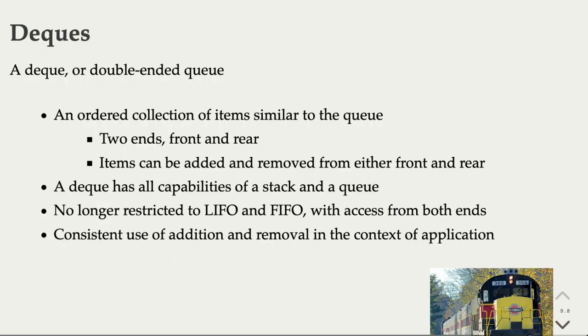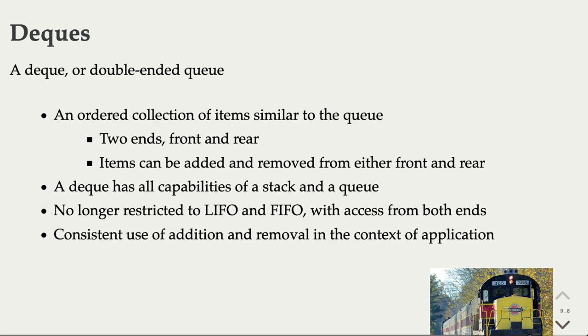Dequeue is an extension of the queue structure. Dequeue, or a double-ended queue, is an ordered collection of items with two ends, the front and the rear, and items can be added and removed from both ends. In this design, a dequeue has all capabilities of a stack as well as those of a queue. It is no longer last in, first out, or first in, first out.